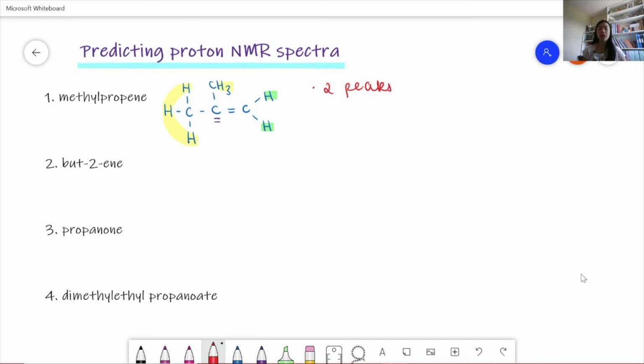And so firstly, looking at the green hydrogens, we have that these carbons are attached to a double bond carbon. And so looking at our data booklet, we'll be able to find out that these hydrogens will have a chemical shift value between 4.5 and 6.